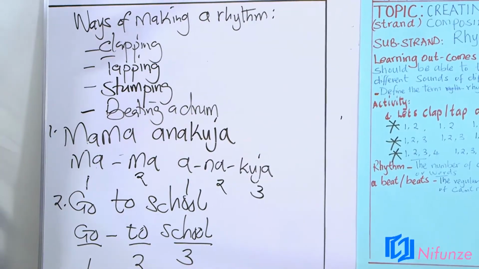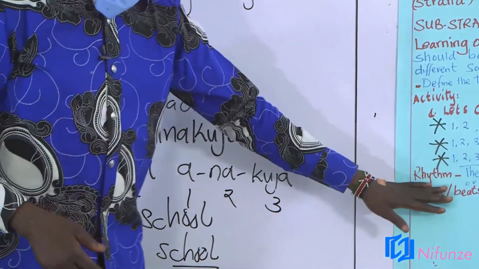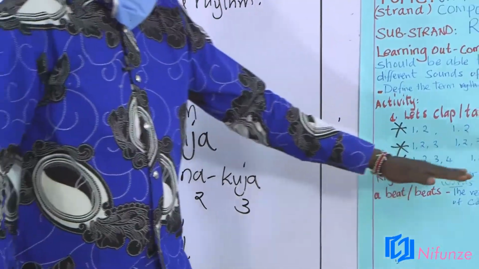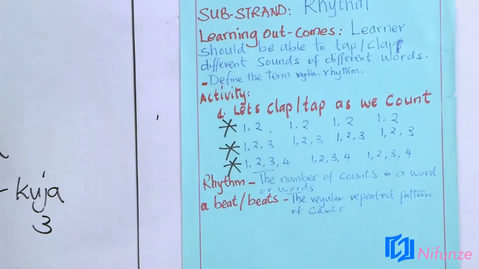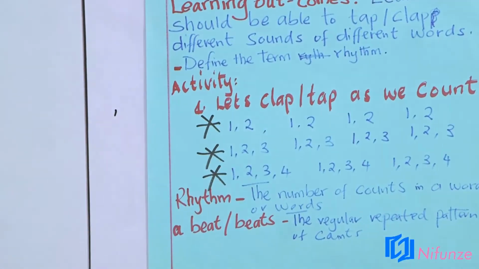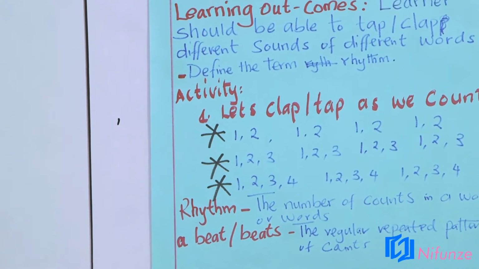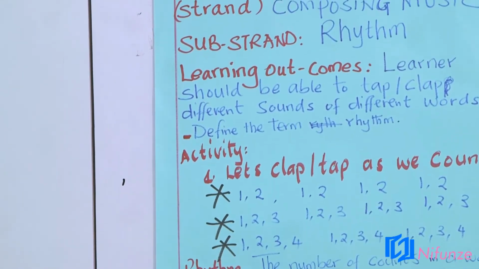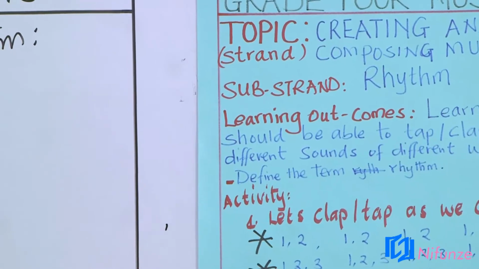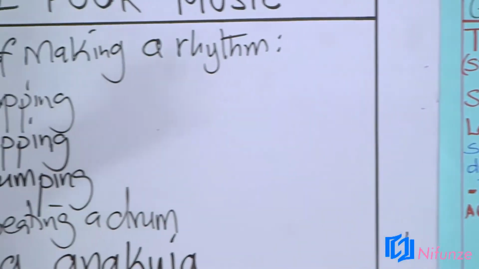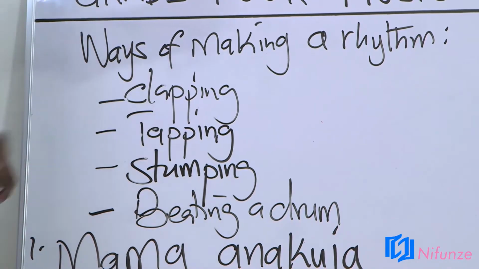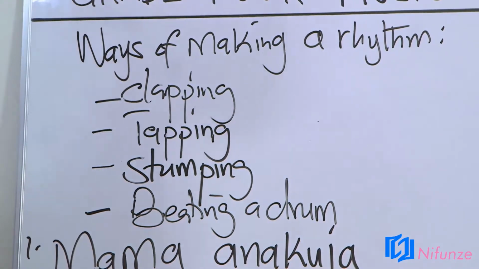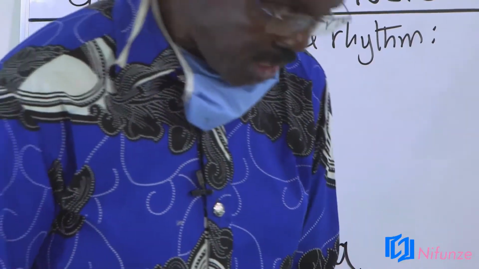So we have short words and long words that make a rhythm, because we said a rhythm refers to the number of counts in a word or words. So when we do this activity, we are creating a rhythm by clapping, tapping, stamping, or beating a drum. If we had one, we could be beating a drum. But we can clap, tap, and stamp our feet to do the same.